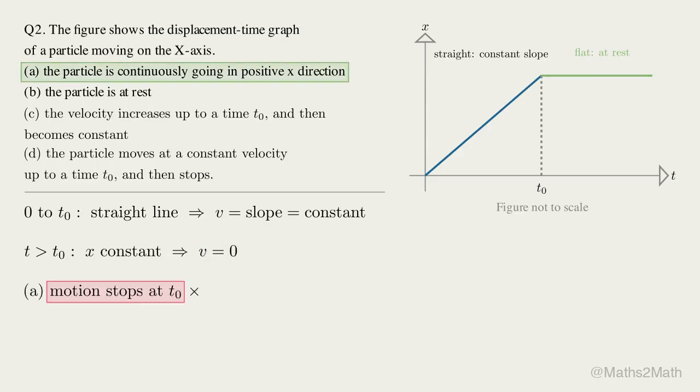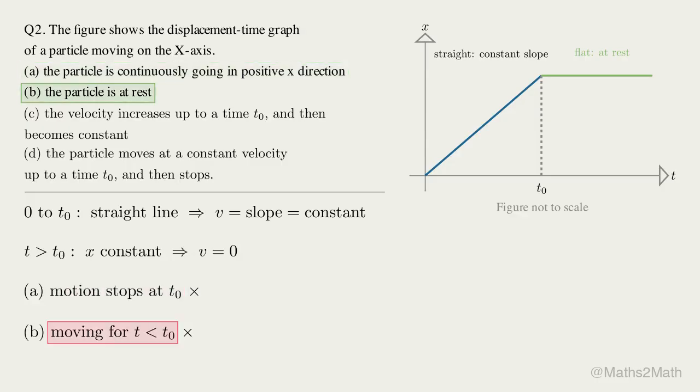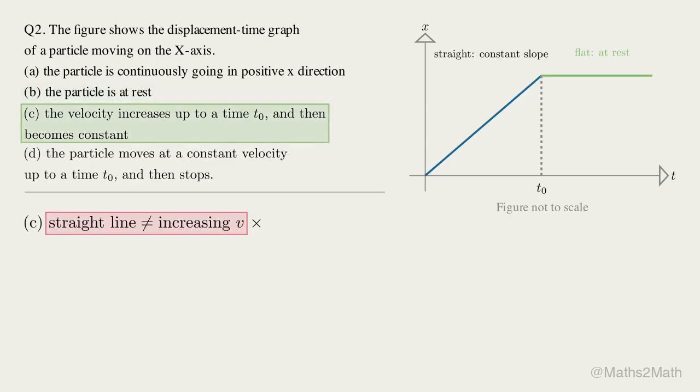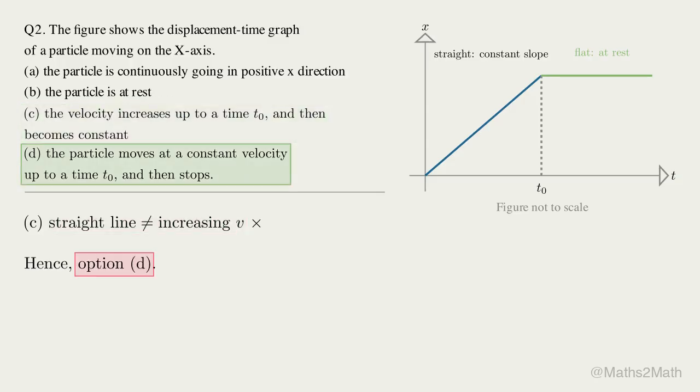Option A fails, because after t0 the particle no longer moves forward. Option B fails, because before t0 the particle was moving. Option C fails, because a straight line means constant velocity, not increasing velocity. Hence, constant velocity up to t0 and then at rest. Option D.